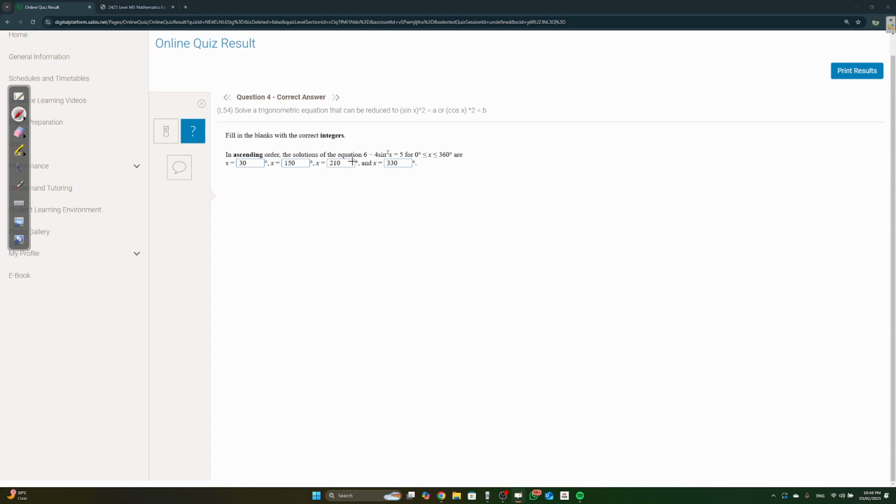In ascending order, the solutions of the equation 6 minus 4 sine squared x is equal to 5. Okay, so we have 4 solutions. So over here, let's play around with it a bit. 6 minus 4 sine squared x is equal to 5. Take 5 here, sine squared x there. Sorry, 4 sine squared x. So you can get sine squared x is equal to 1 over 4. You're now going to square root both sides, right? To get rid of the square.